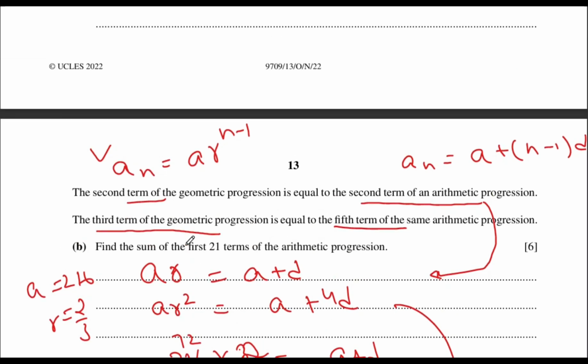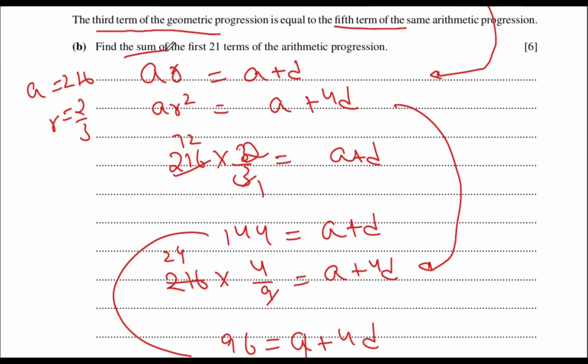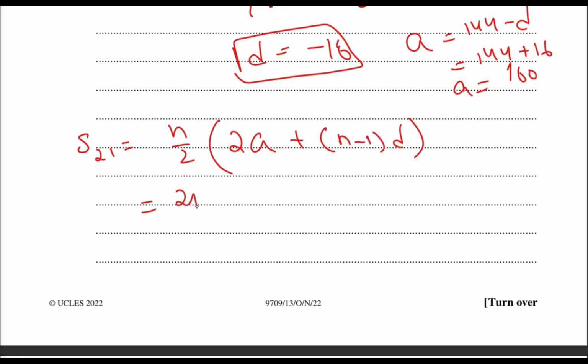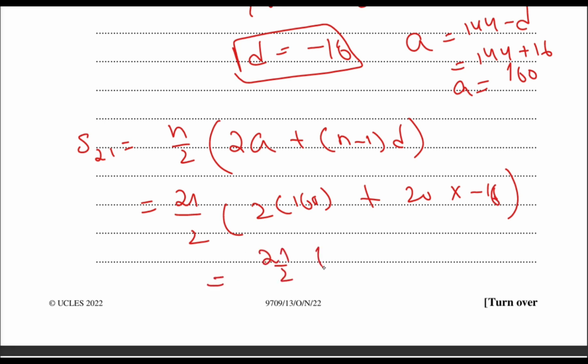Alright, so now find the sum of the first 21 terms. Now this one is remaining. We have to find out the sum of the first 21 terms, and the relation of sum is S21 equal to n over 2 into 2a plus (n-1)d. This is our formula. 21 terms means 21 over 2 multiplied by 2 times 160 plus 20 multiplied by minus 16. So we will have 21 by 2 times 0. So sum will be 0.